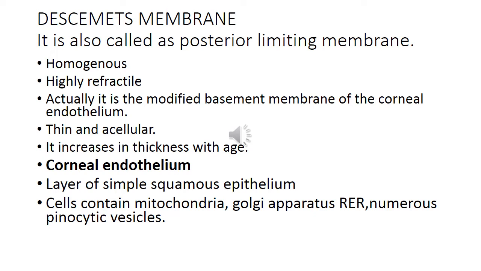Now coming over to the corneal endothelium, it is a layer of simple squamous epithelium that lines the posterior surface of the cornea, and under the electron microscope these cells contain mitochondria, Golgi apparatus, rough endoplasmic reticulum, and numerous pinocytic vesicles. The main function of the corneal endothelium is transporting the excess water from the corneal stroma into the aqueous humor.